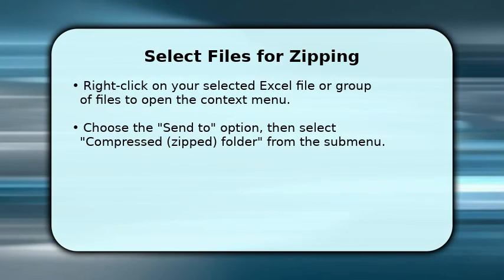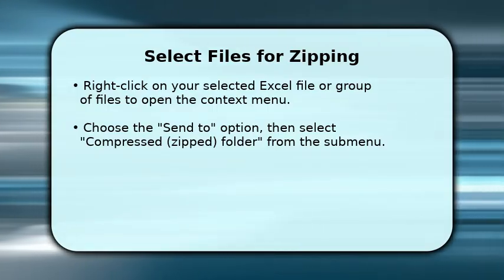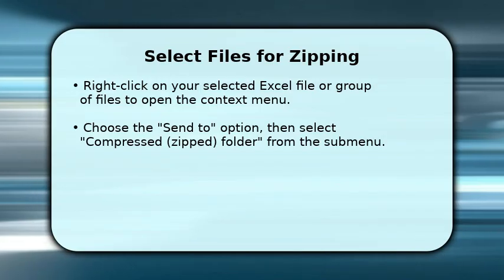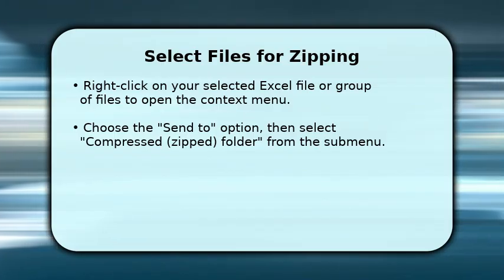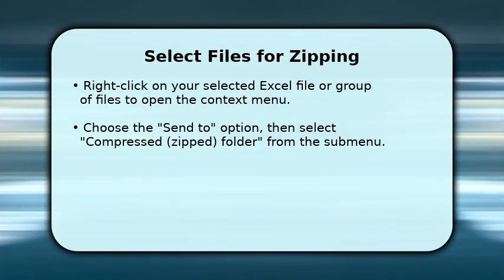Now let's get those files ready. Once you've selected all the Excel files you want to zip, right-click on any one of them. A menu will appear. Hover your mouse over the Send to option. From the new submenu that pops up, click on Compressed Zipped Folder. This action immediately begins the compression process, creating a new zipped file in the same location as your original files.